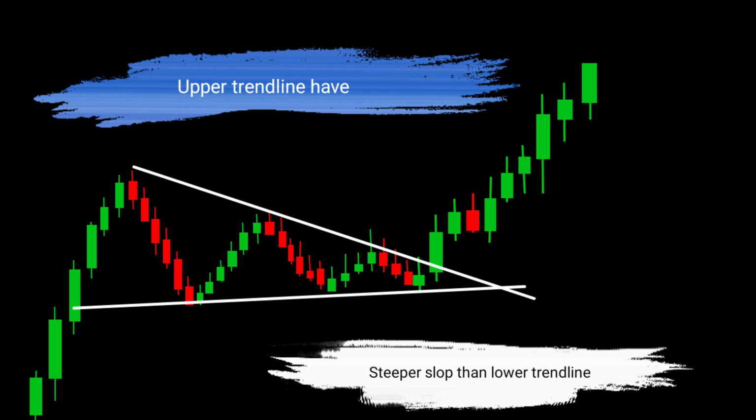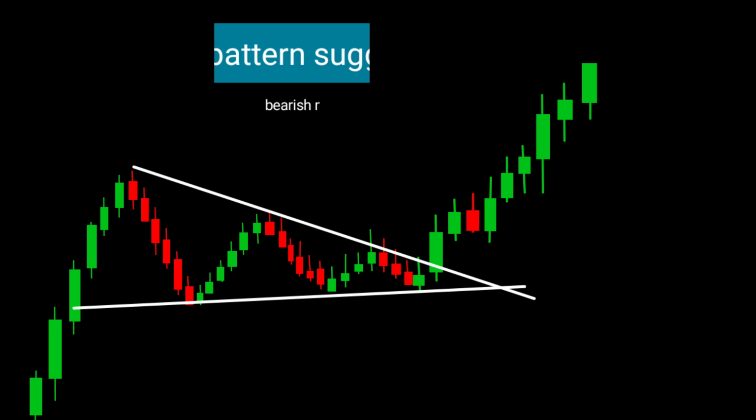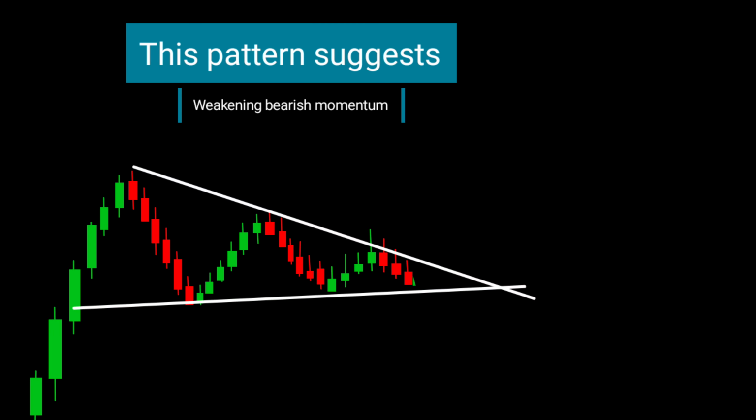The falling wedge pattern is characterized by converging trend lines, with the upper trend line having a steeper slope than the lower trend line. This pattern suggests a weakening bearish momentum and signals a potential price reversal.